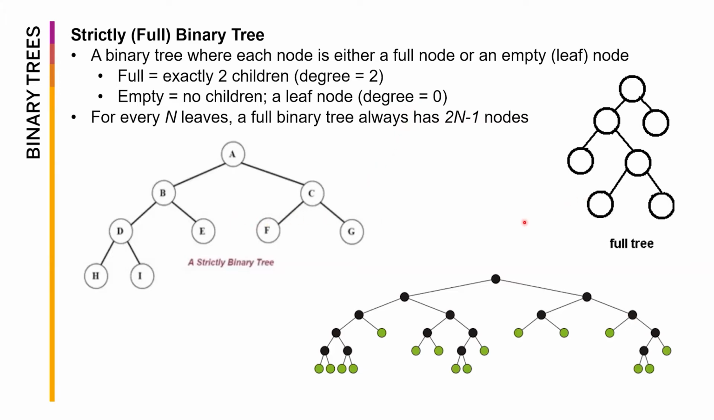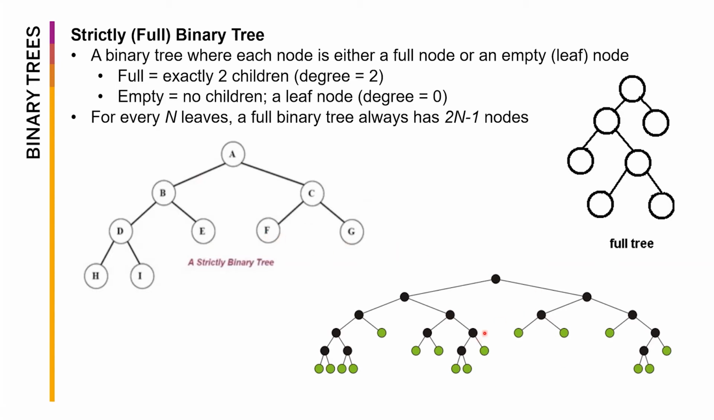So as you can see, we have 3 different trees here on this slide. First, on this one on the left, this is a strict or full binary tree because each node has either degree of 2. So A has B, C, B has D, E, D has H and I, or an empty or leaf node, which are H, I, E, F, and G. So this is a full binary tree.